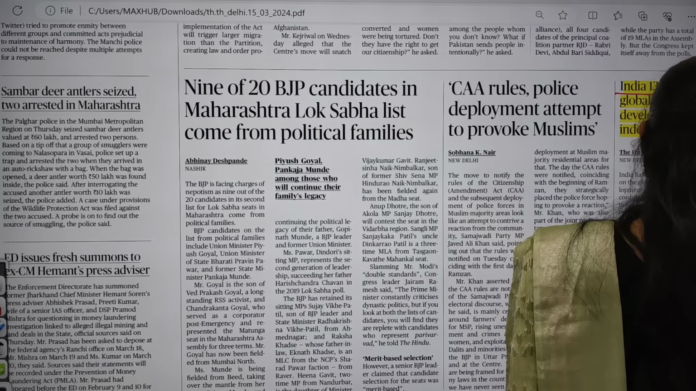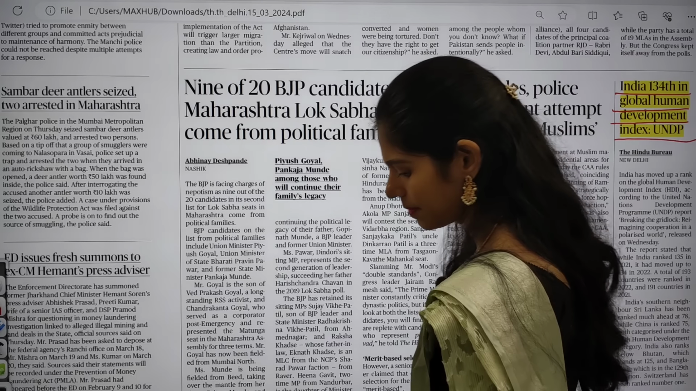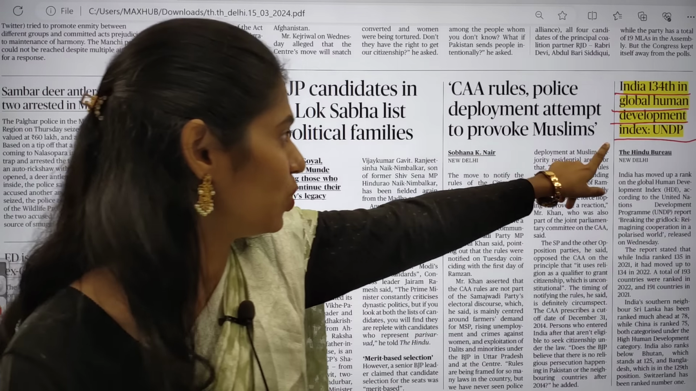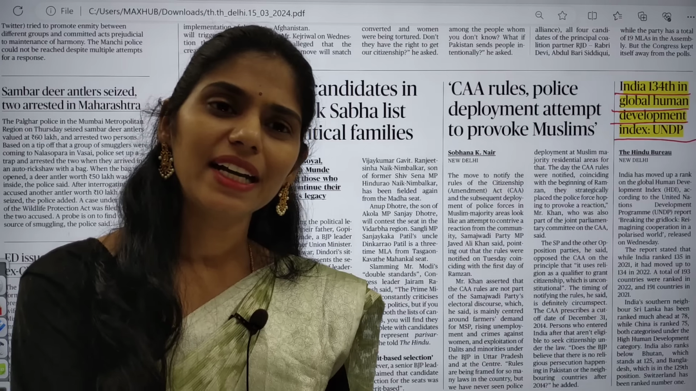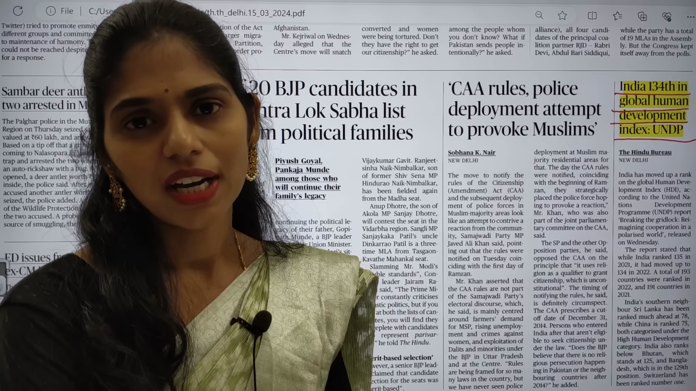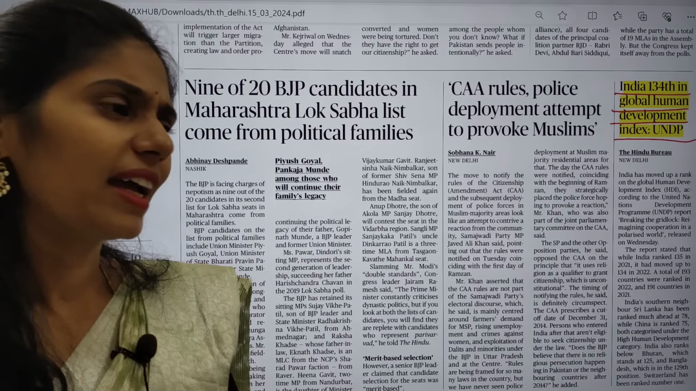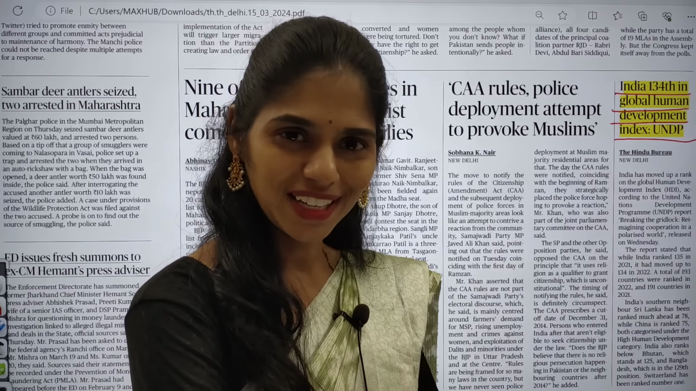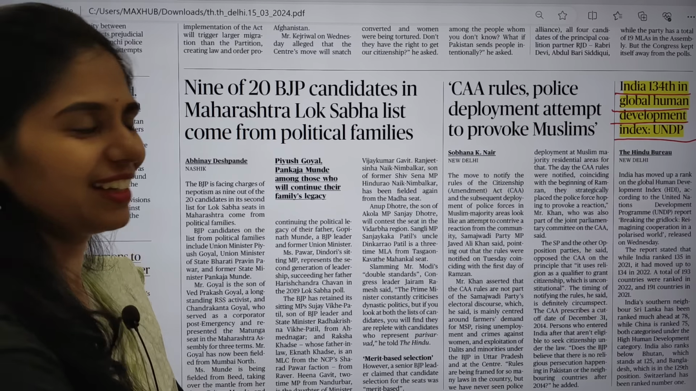Is India 134th in the Global Human Development Index? There is also the organization name which gave that index, that is UNDP. So you can get a question like, recently the Human Development Index is in the news. Which organization developed this? You can get options like World Bank, IMF, UNDP, WHO. That is UNDP. So don't confuse UNDP and UNEP.